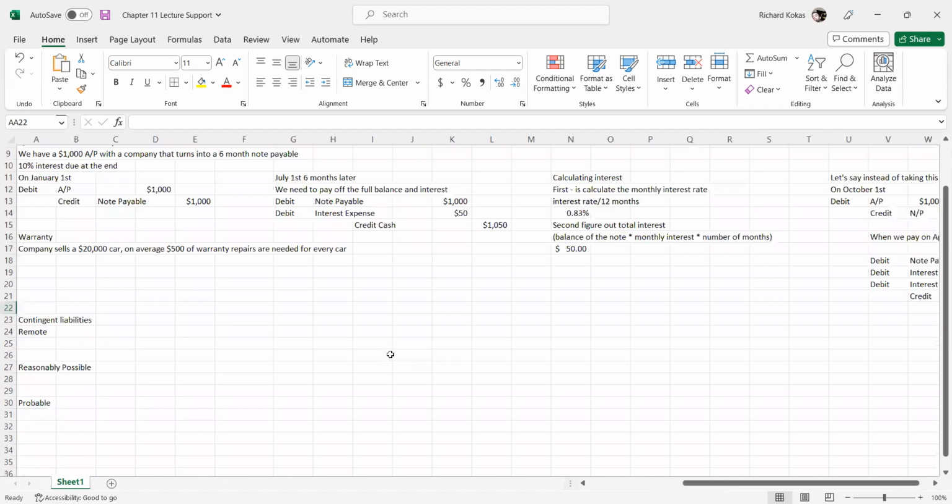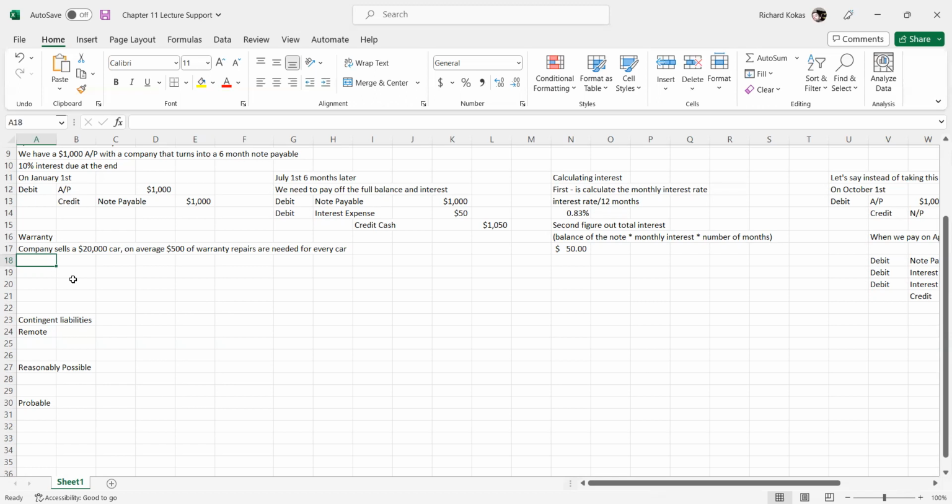Let's move on to two more topics. Now we get to warranties. Think about it: you buy something, generally a big product like a car or an appliance, like a refrigerator. They come with warranties to protect you, and maybe you get a year if something goes wrong.